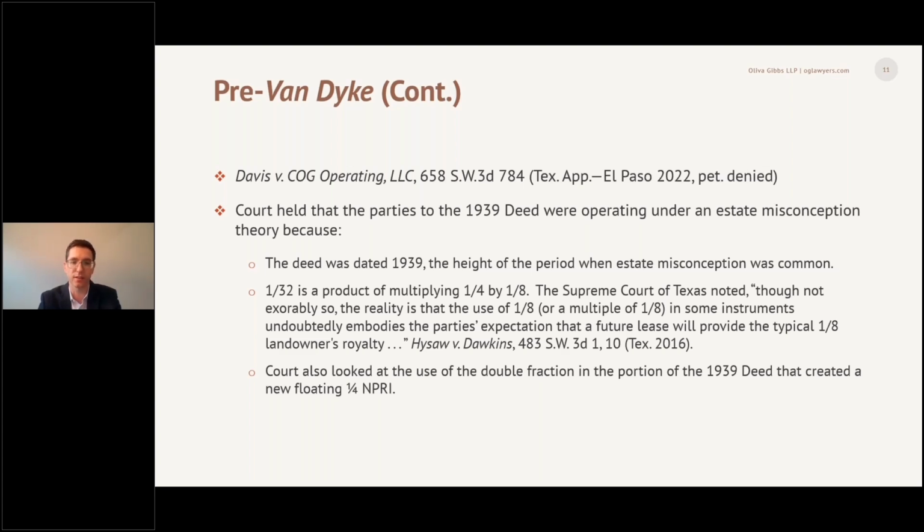Next, the 1/32 fraction, it's a product of multiplying 1/4 by 1/8. The court also cited the Texas Supreme Court case of Highsall, which told us that the reality is that the use of a 1/8 or a multiple of 1/8 in instruments undoubtedly embodies the party's expectation that future leases will have the same 1/8. And then finally, the court looked at the use of the double fraction in the portion of the 1939 deed that created a new floating NPRI. In conclusion, the 1939 deed did provide Roberts with sufficient notice that excluded the 1/4 mineral interest that had previously been conveyed to Hahn based on the estate misconception theory.